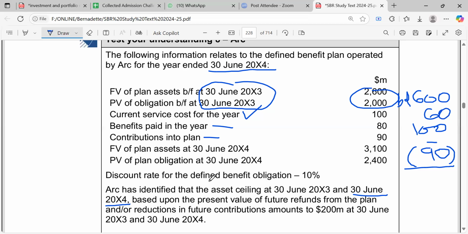Yes, so let's see this, right? We are told ARC has identified that the asset ceiling at 30 June 2023 and 30 June 2024, based upon the present value of the future refunds from the plan or reductions in the contribution, amount to 200 at 30 June 23 and 30 June 24. So it is the same figure. At June 23 it is 200, and at 24 it is 200.